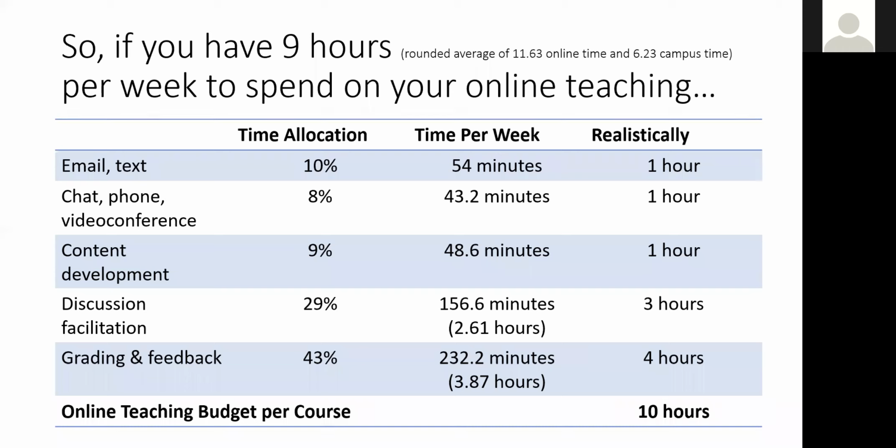To make these nice rounding numbers, let's pretend that we have about 10 hours per week per class for our teaching. What that means is your budget would start, if you have 10 hours, about 4 of those need budgeted for grading and feedback, about 3 of them for discussion facilitation, 1 for content development, 1 for synchronous interaction, and 1 for asynchronous communication.